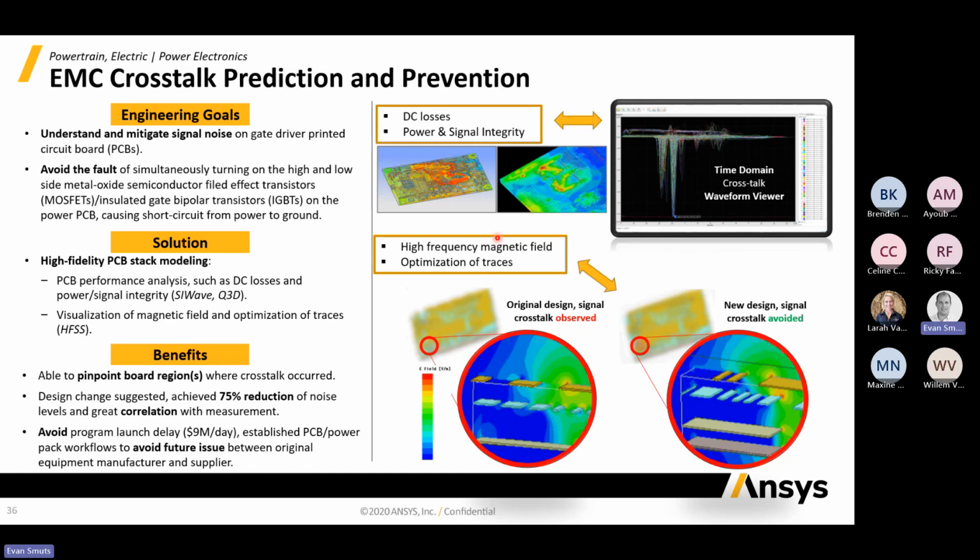Okay. And also sometimes the EMI actually comes from a component that's being placed onto the PCB. In this case, we can actually link both SI Wave and HFSS together. SI Wave to handle the PCB level analysis, HFSS to do the component level, and we can then do the combined simulation and understand the influence of that component onto the PCB.